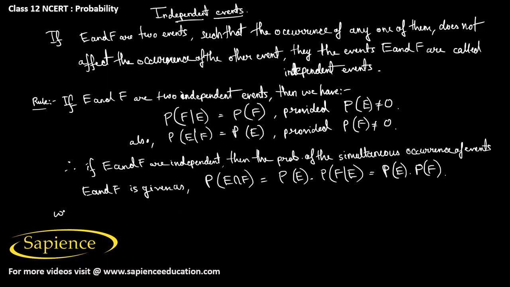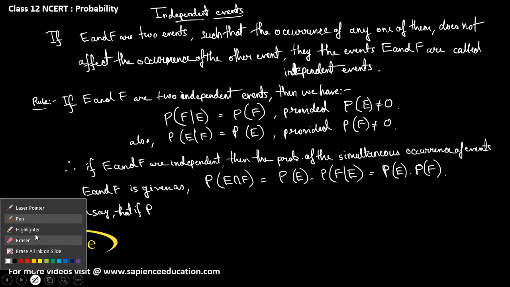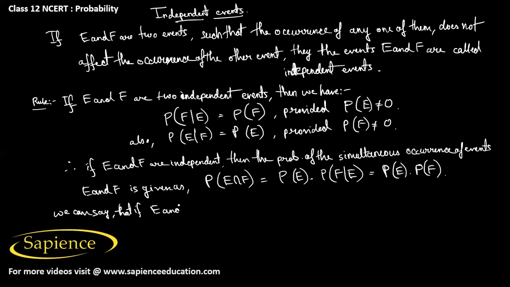So hence we can say that if E and F are independent events, then P of E intersection F, which means the probability of the simultaneous occurrence of the events E and F, will be equal to the probability of the happening of the event E times the probability of happening of the event F.